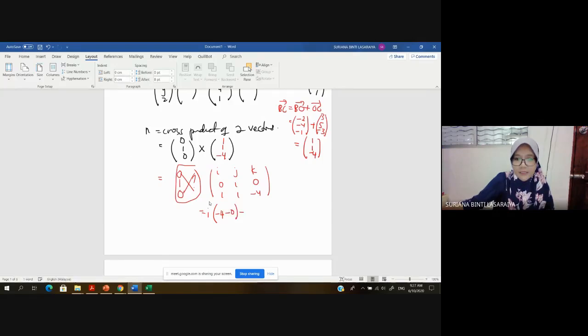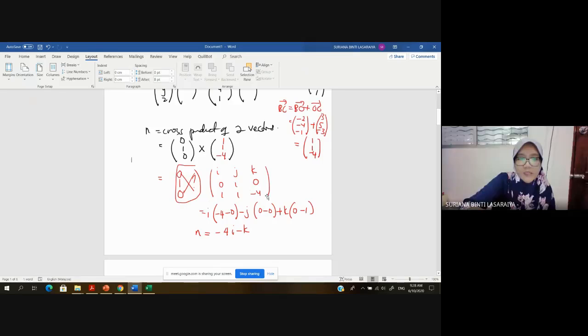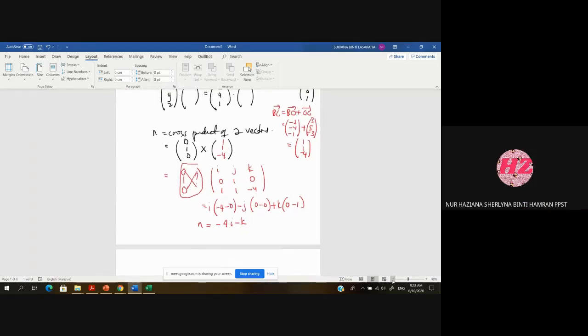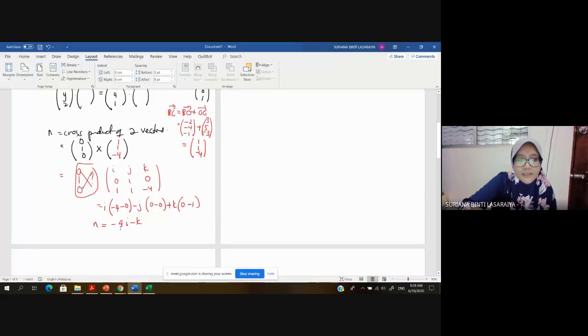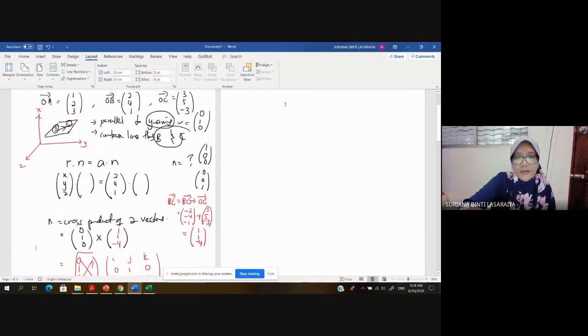Minus j (0 minus 0) plus k (0 minus 1). So you will get -4i minus k. Did you get this answer? Yes, Miss. Okay, so if you get this answer, then this -4i minus k you substitute into the equation from before, at the n there.